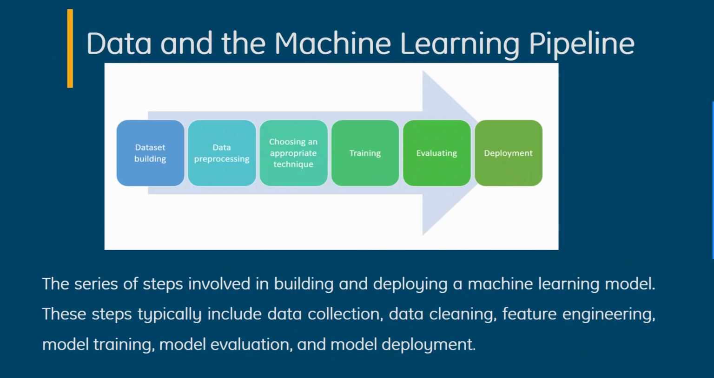Next, what is the data and machine learning pipeline? You can see there is a step-by-step process you need to follow. Firstly, we have dataset building, then dataset pre-processing, choosing the appropriate technique, training, evaluating, and deployment. So this is the pipeline for data and machine learning: the series of steps involved in building and deploying a machine learning model. These steps typically include data collection, cleaning, feature engineering, model training, model evaluation, and model deployment.